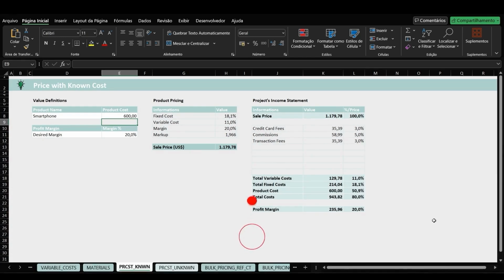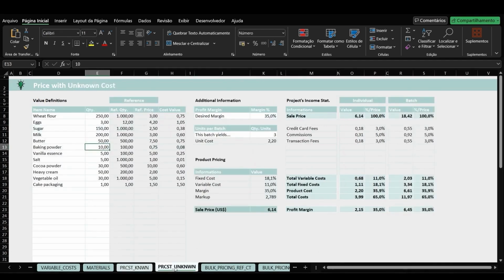This spreadsheet is quite comprehensive and allows you to determine the selling price of products, whether they are made up of other products like cakes, pizzas, or desserts, where you need to buy various ingredients to create your final product. And it also allows for pricing products, which will be the case study in this video.